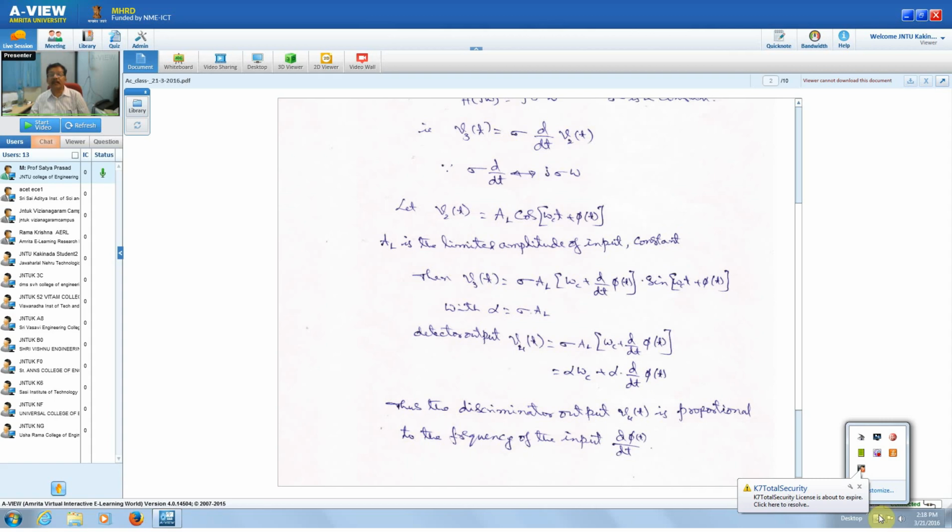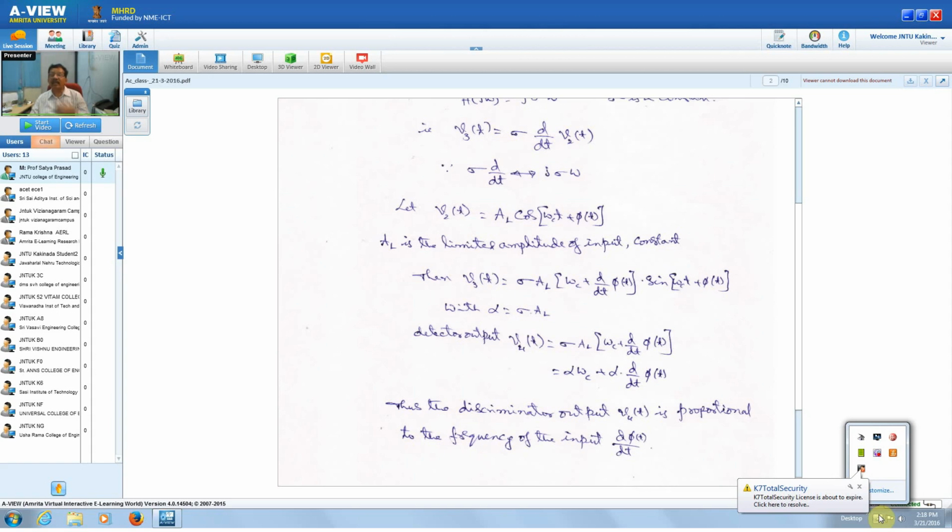So this is the DC component at alpha omega c, and this is the time varying signal, alpha d by dt of phi of t, which is coming as the output of our envelope detector. Thus, the discriminator output V4 of t is proportional to the frequency of the input, d by dt of phi of t. So this d by dt of phi of t is nothing but the frequency modulation in our signal.